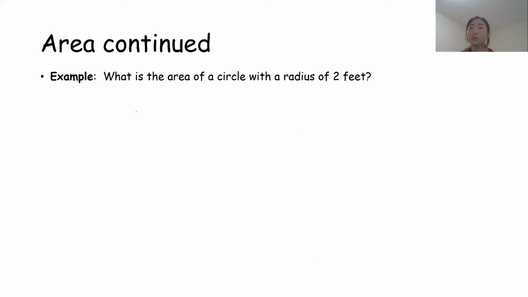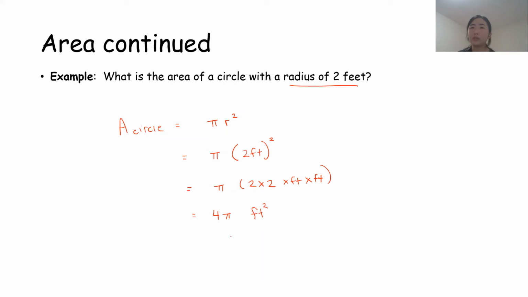So what is the area of a circle when it has a radius of 2 feet? From the previous slide, we know that the area of a circle should equal pi r squared, and we're given r equal to 2 feet. So we can sub that into the equation, pi times 2 feet squared. So 2 feet squared equals 2 times 2 times feet times feet. So 2 times 2 is 4. We're multiplying that by pi, and the units end up being feet times feet, or feet squared. So the area of a circle with the radius 2 feet would be 4 pi feet squared.